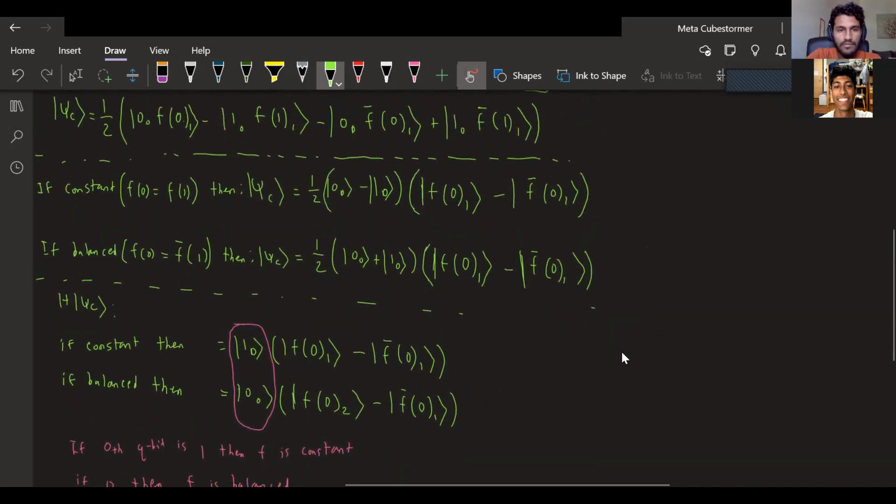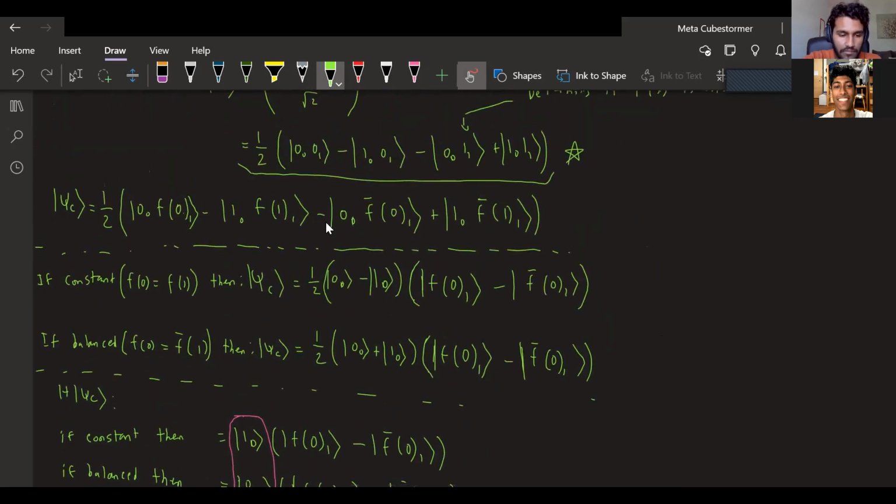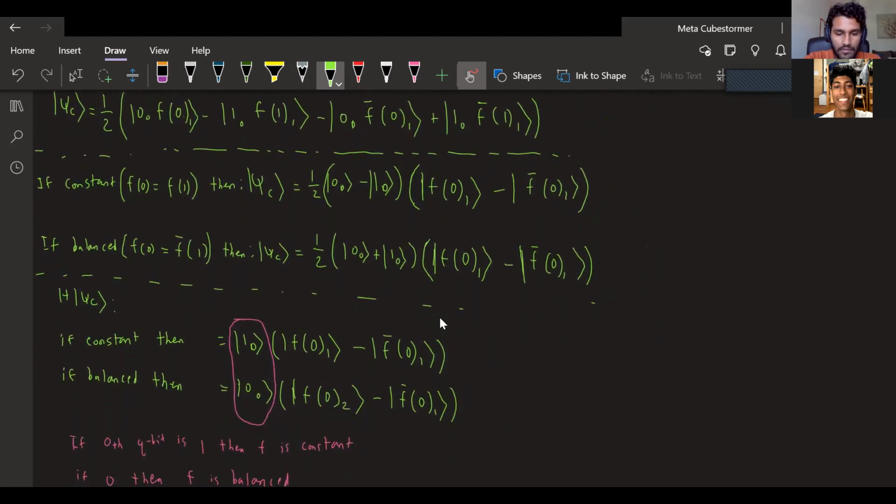Okay, so we got to here from just substitution, or no, from here we just substituted the values and factored to get this. And applying the H gate.